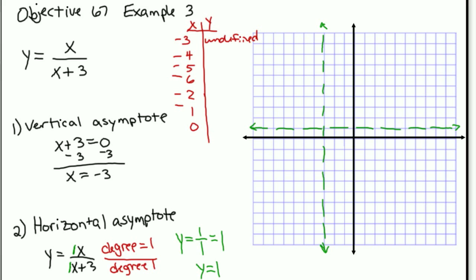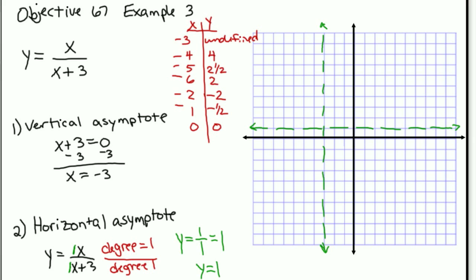When x is negative 4, we get a value of 4. When x is negative 5, we get 2.5. When x is negative 6, we get 2. When x is negative 2, we get negative 2. When x is negative 1, we get negative 1/2. And when x is 0, we get 0.